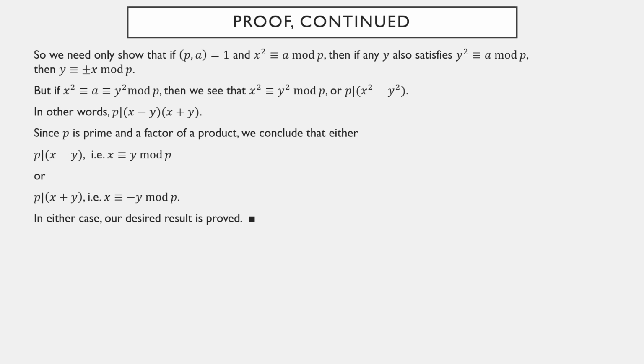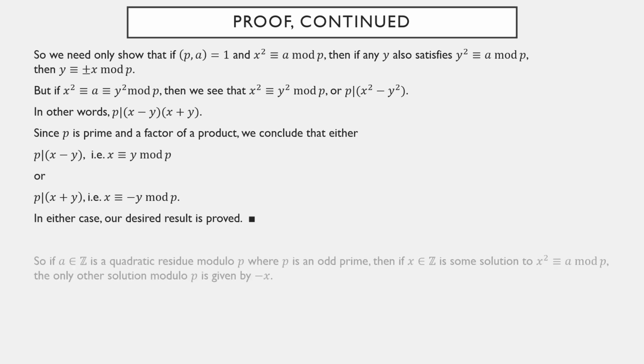What we've shown here is that there are at most 2 solutions. Therefore, there are exactly 2 solutions whenever there are any solutions at all. So if a is a quadratic residue mod p, where p is an odd prime, so if it is a quadratic residue, there are some solutions to x squared equivalent to a mod p. What we've just shown is the only other solution is exactly given by negative x.